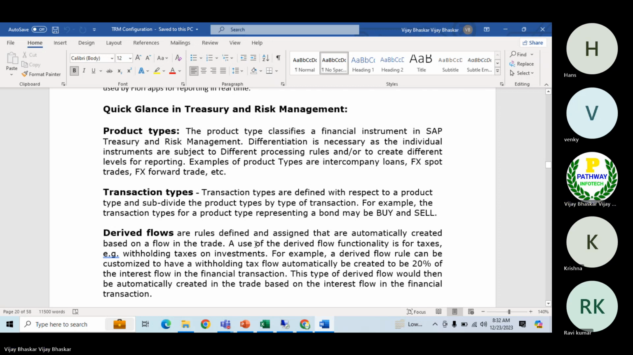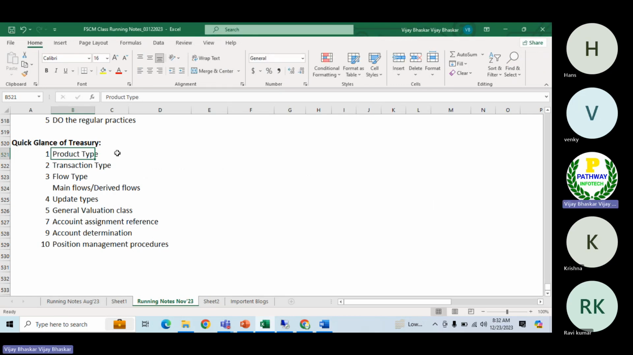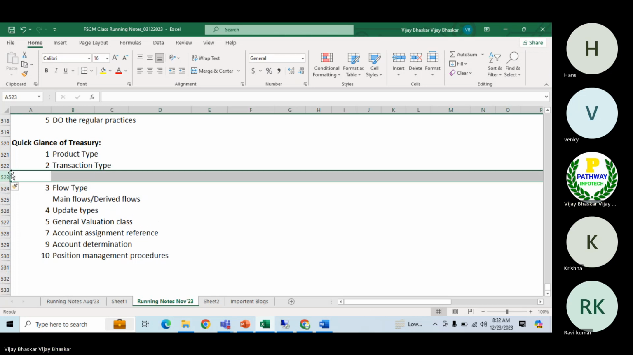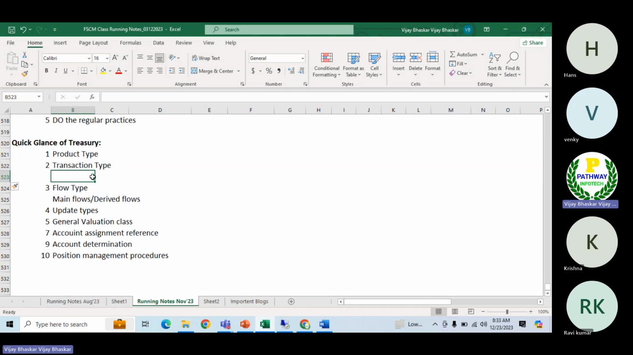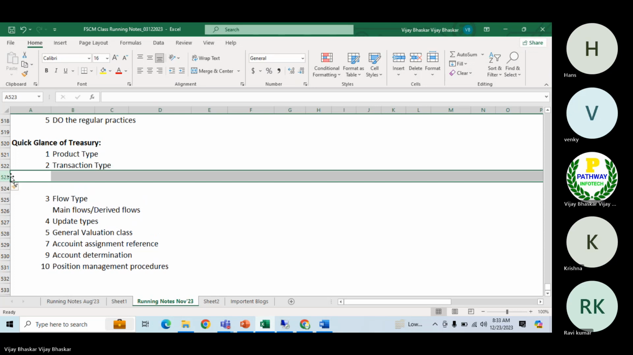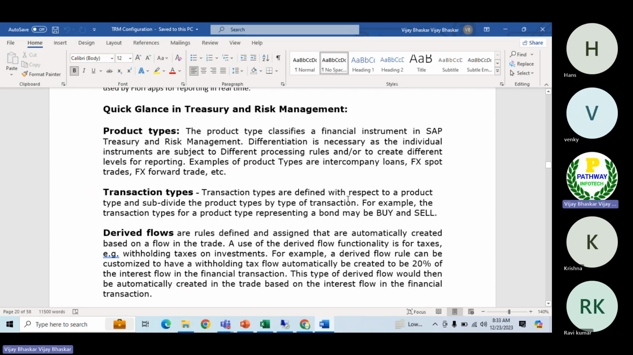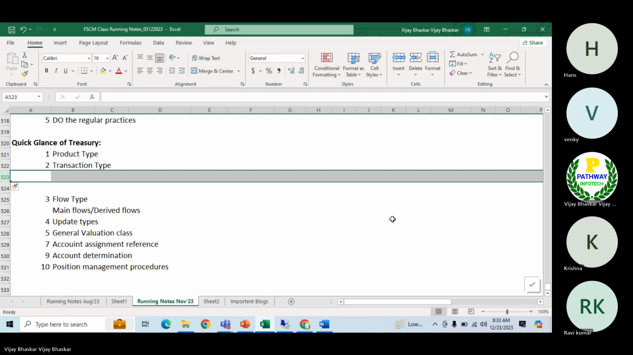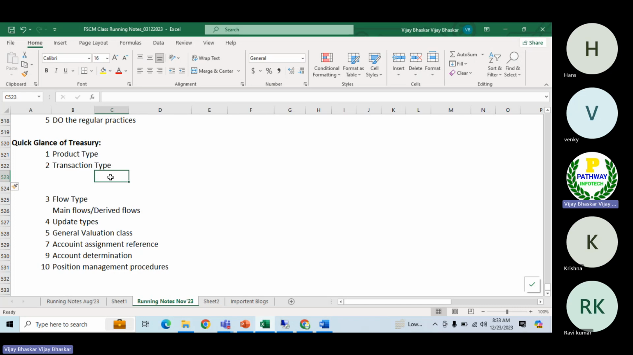Now the transaction types. Transaction types are defined with respect to the product type and subdivide the product types by type of transaction. For example, the transaction types for a product type representing a bond may be buy or sell. If we would like to do the investment, then we have to place the buy order. If we want to sell, then we place the sell order.